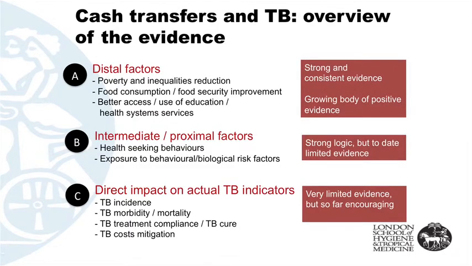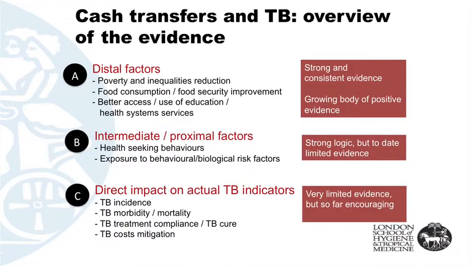As for what concerns distal factors, there is strong and consistent evidence that cash transfers have an impact on poverty reduction, and on the reduction of inequalities. And there is a growing body of positive evidence that cash transfers have an impact on education, food security and food consumption. When it comes to the impact on the intermediate, more proximal level factors, there is a strong logic, but this is where the evidence becomes a bit more weak, mixed and inconsistent.